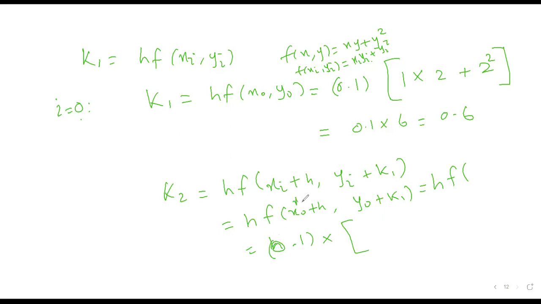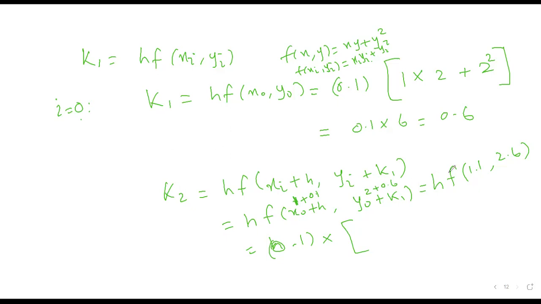Yeah, 1 plus h will be 0.1. This will be 1.1. Okay. This will be 2 plus k1, which is 0.6. So if you put that in, it will be 2.6. So the functional value is 1.1 comma 2.6. Is that correct?